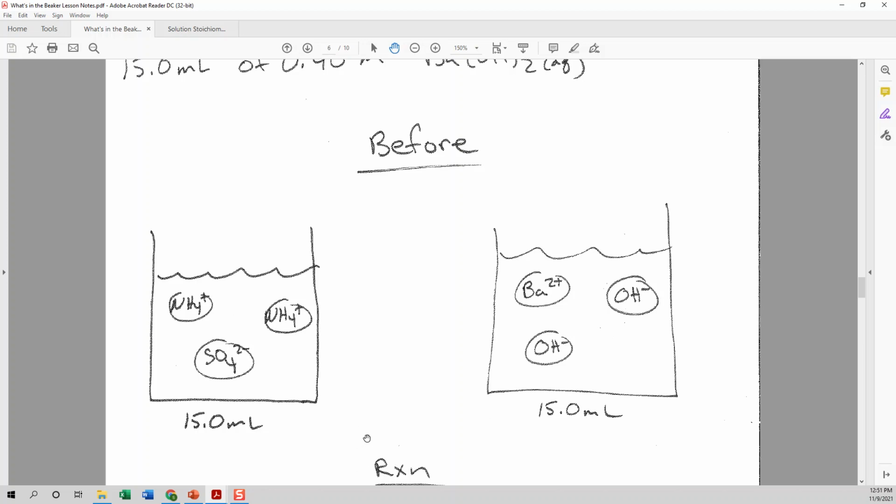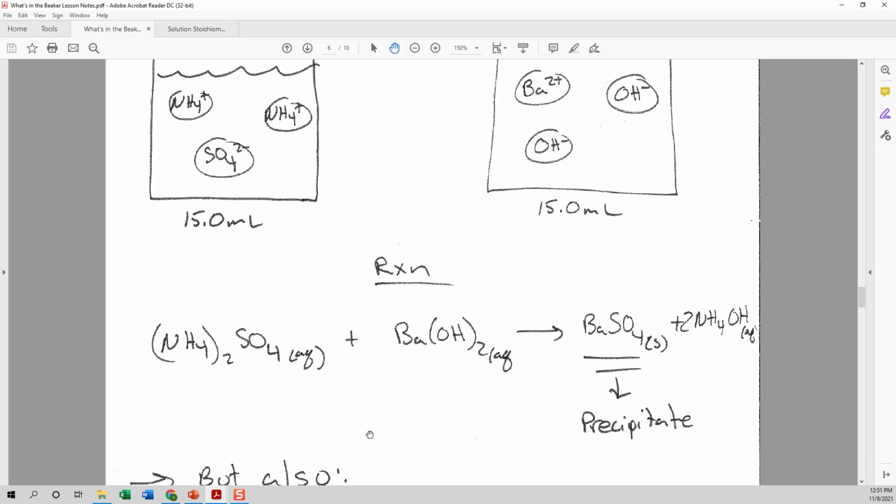Now, double replacement reaction, this is what we're going to get. But the precipitate isn't the only thing that's going to happen. So barium sulfate precipitates, right? You get barium paired up with sulfate, you get ammonium paired up with hydroxide. So you get barium sulfate and you get 2 ammonium hydroxides. Now, ammonium hydroxide would be soluble, so it's aqueous.